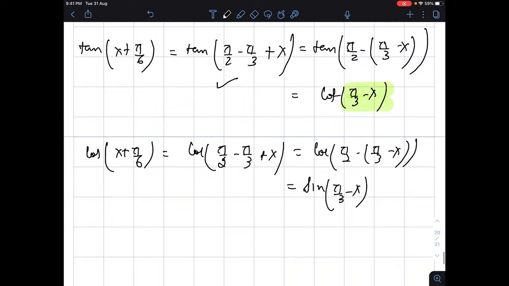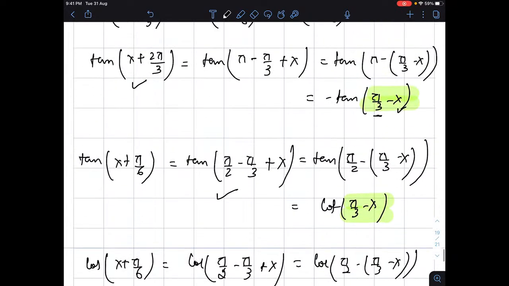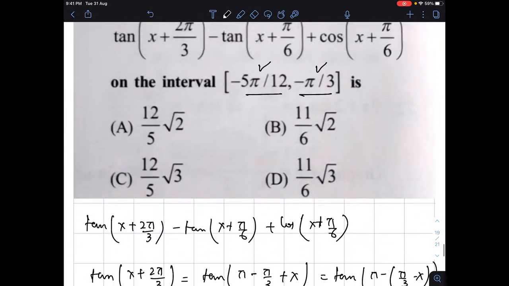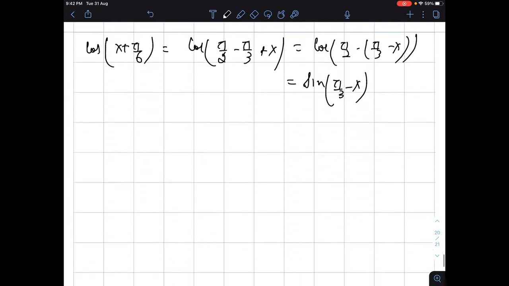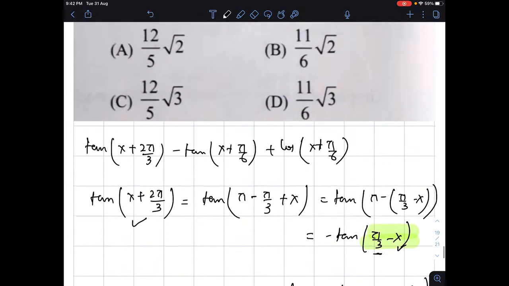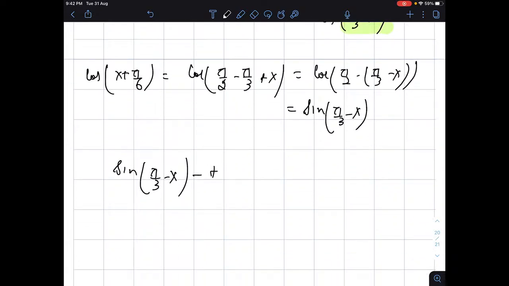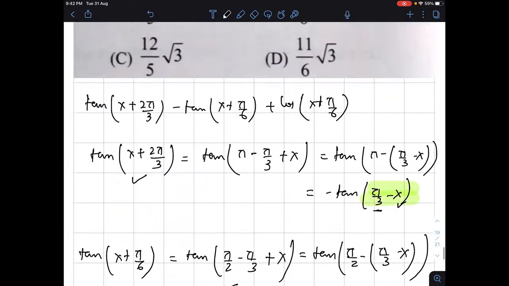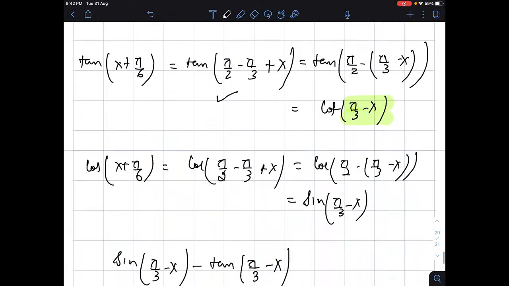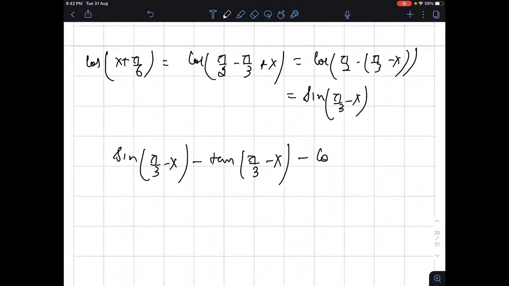So the transformed equation will become: the last thing we got with the plus sign, and it was there with the plus sign, so that will be sine of pi by 3 minus x. The first thing we got with the minus sign, and it was there with the plus sign, so minus of tan of pi by 3 minus x. And the second thing we had with the minus sign, and we got it with the plus sign, so minus cot of pi by 3 minus x it will be. Is it clear to all of you?